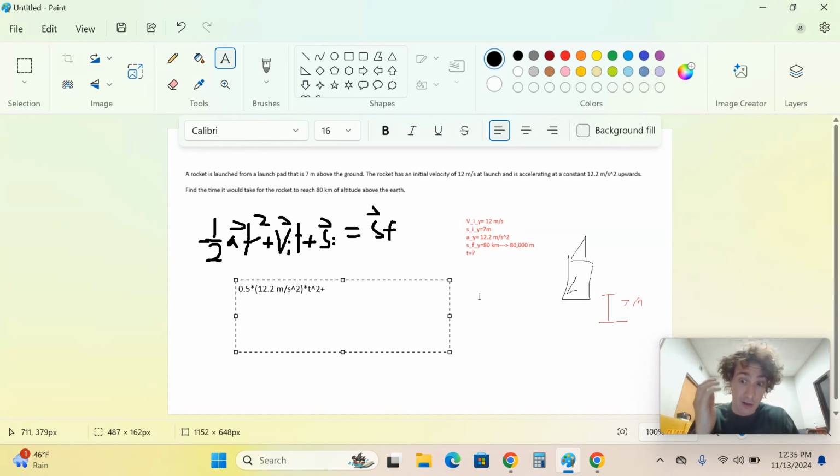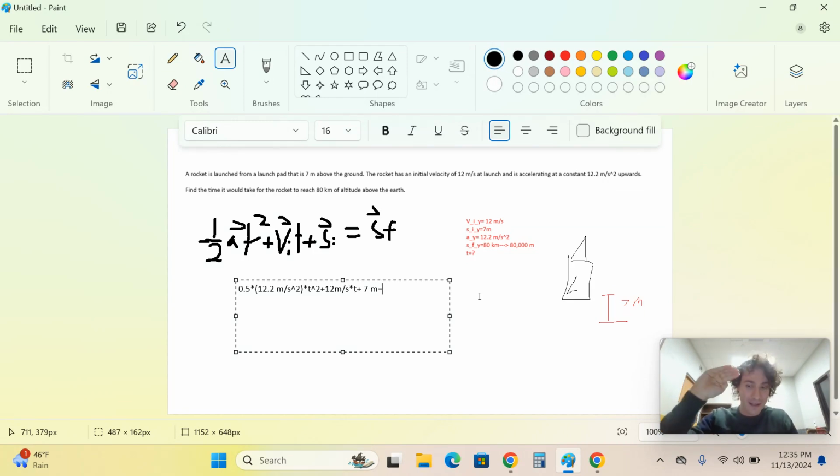VI in this case is 12, so 12 meters per second. And this is multiplied by time, which again we don't know, plus, I'm always forgetting, plus SI. SI is 7 meters, right? Very small amount, but it matters, okay? And this is equal now to the final displacement.